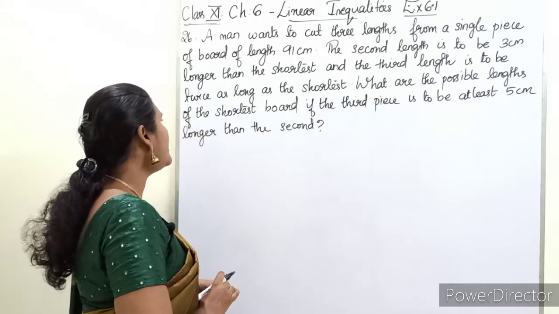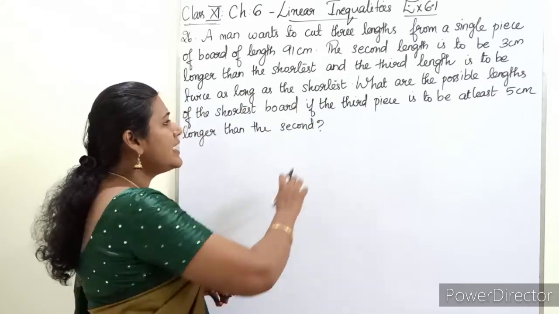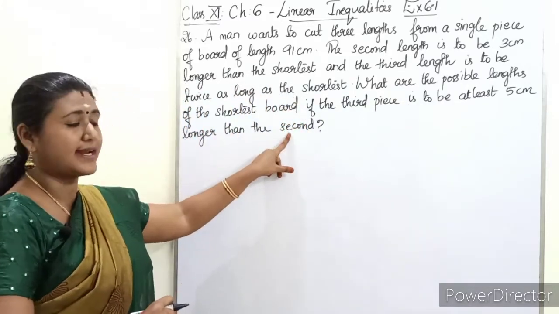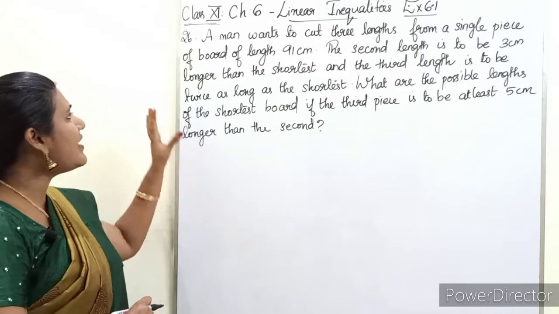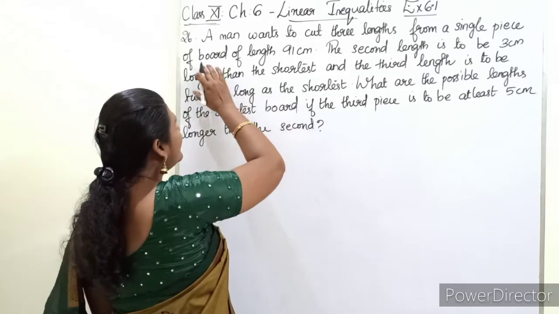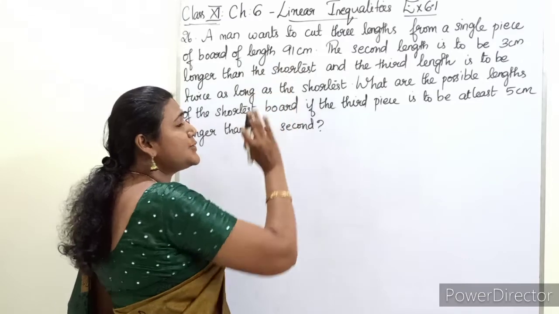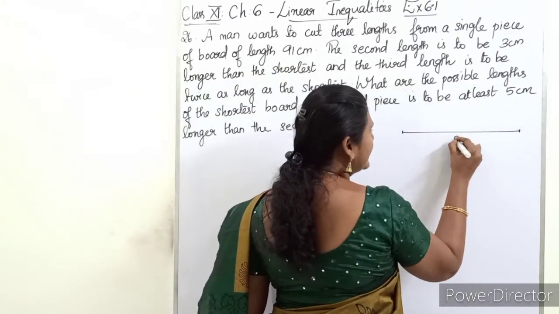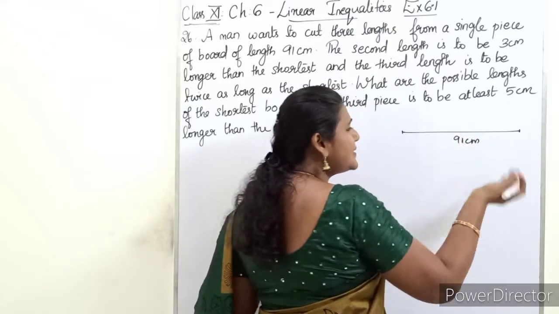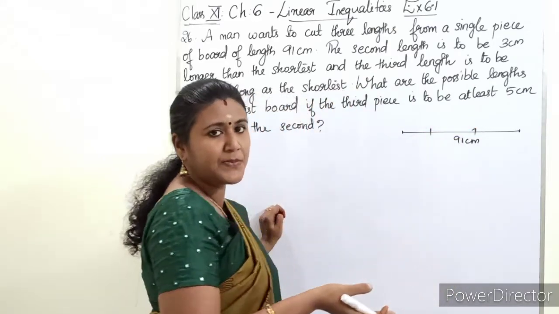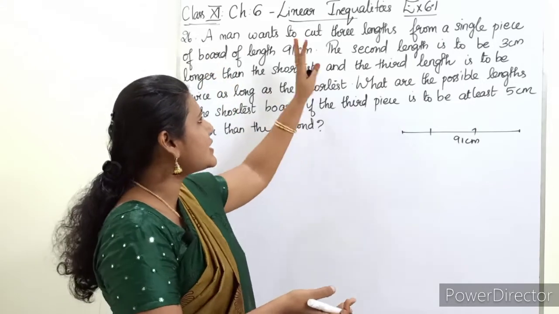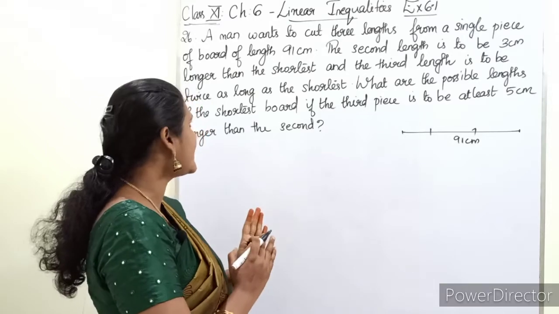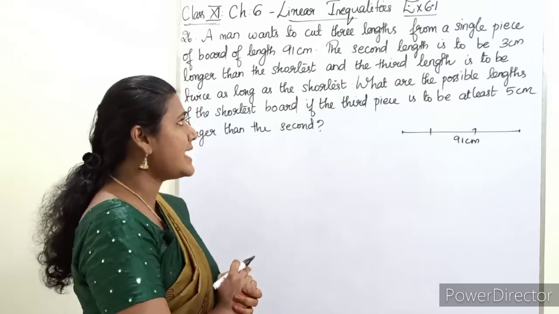What are the possible lengths of the shortest board if the third piece is to be at least 5 centimeters longer than the second? Here we have a single piece of board of length 91 centimeters. This board is cut into 3 pieces. The length of the smallest piece we have to find. So we will take the shortest length as x.